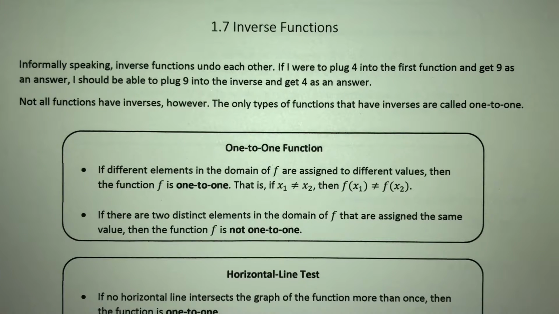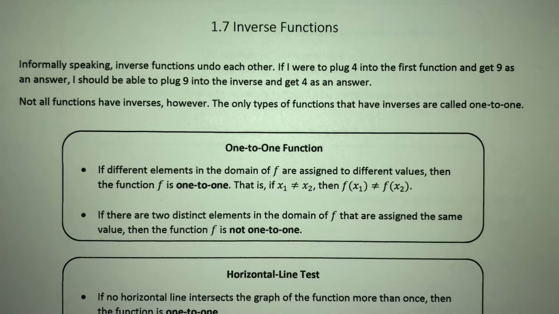This is section 1.7, inverse functions. Informally speaking, inverse functions undo each other. So if I plug 4 into the first function and get 9 as an answer, I should be able to plug 9 into the inverse of the original function and get 4 as an answer. So if I go there, I get to come back.